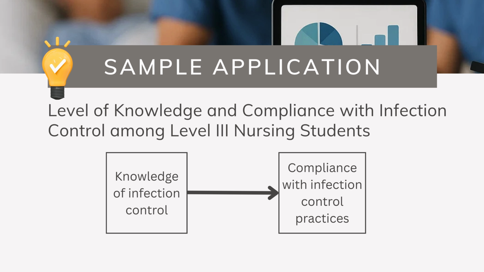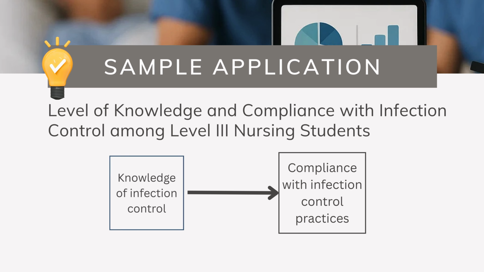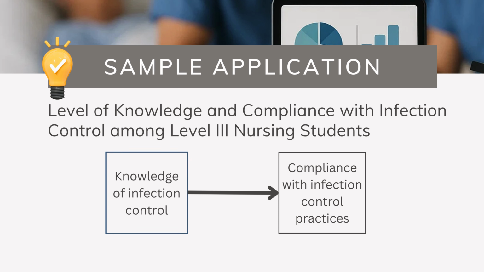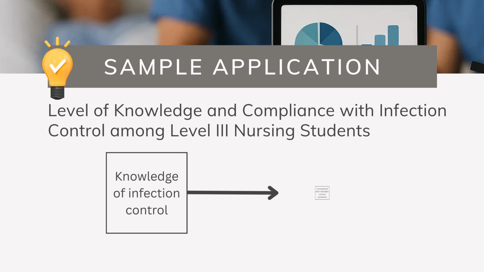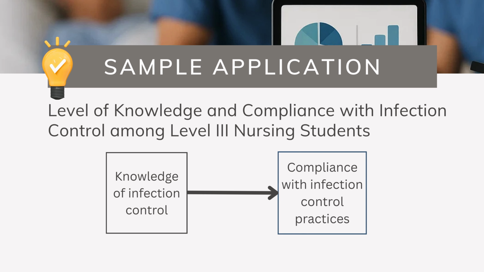Here is how that example can be translated into a visual framework. As you can see, the diagram is simple but clear. There is a box labeled Knowledge of Infection Control on the left, with an arrow pointing to another box on the right labeled Compliance with Infection Control Practices. This diagram aligns with the SOP and hypothesis, visually reinforcing the logic of your study.